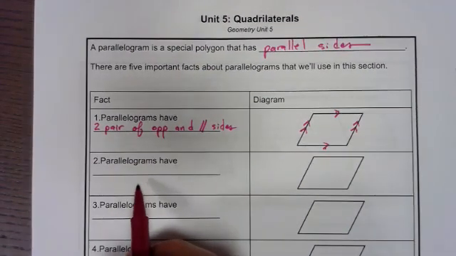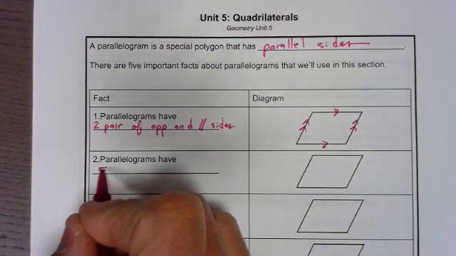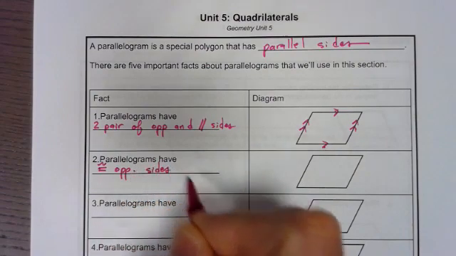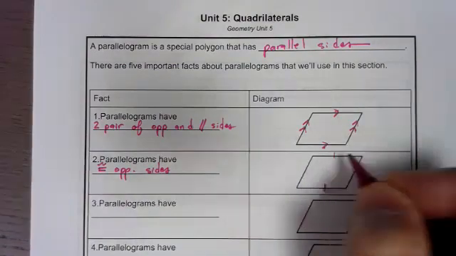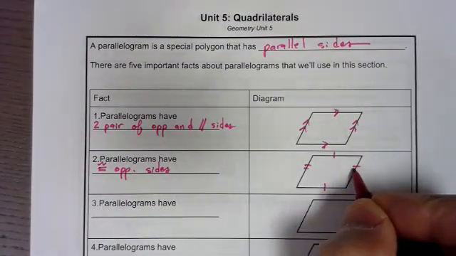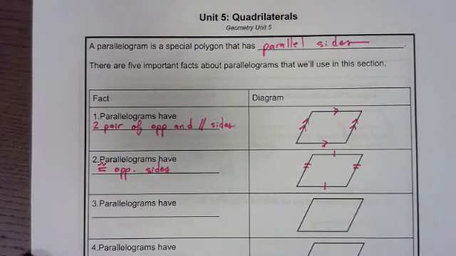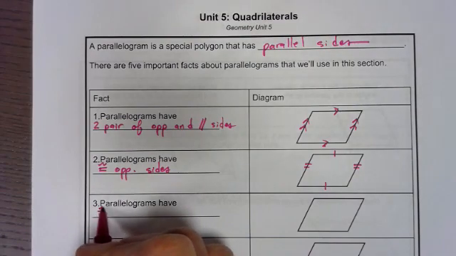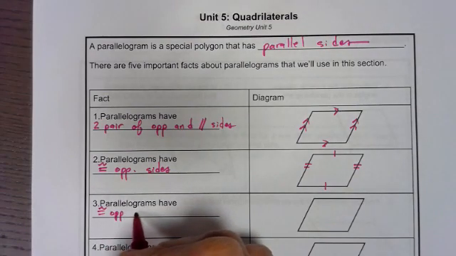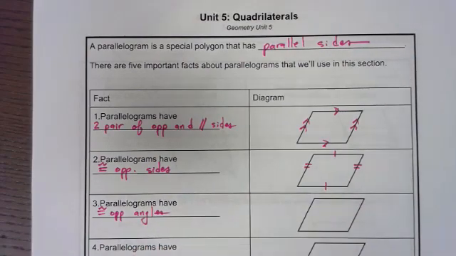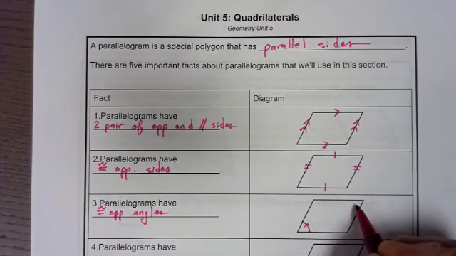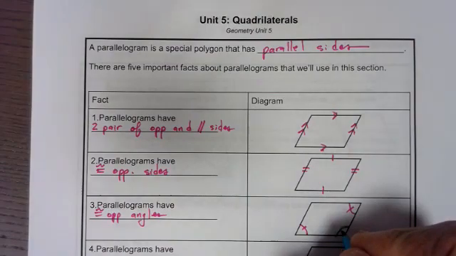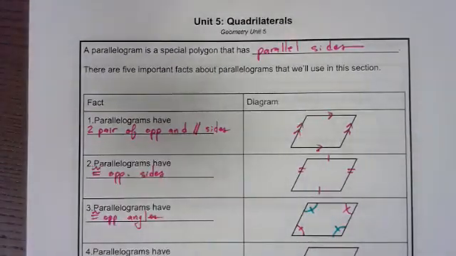Our second fact about parallelograms is that they have congruent opposite sides. So what that means is that our opposite sides are exactly the same length, and these opposite sides are exactly the same length. That's cool and helpful to know. All right, now the other thing about parallelograms is that they have congruent opposite angles. And I'm going to use two different colors for this. So we've got this angle being congruent to this angle, and then we also have this angle being congruent to this angle.